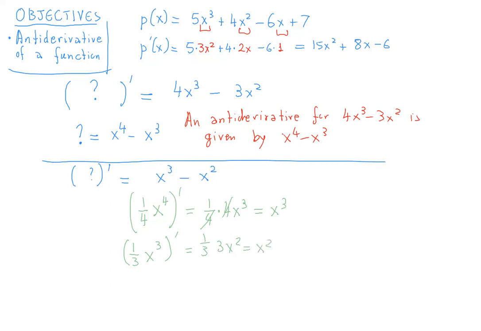So here, the answer would have been 1/4 x to the 4th minus 1/3 x to the 3rd. And now you could, let's do one example like this. So find an antiderivative.